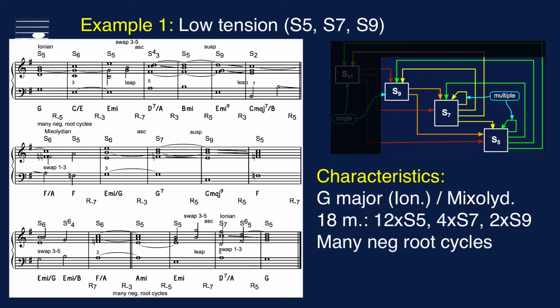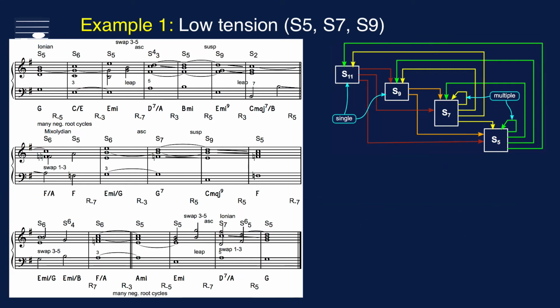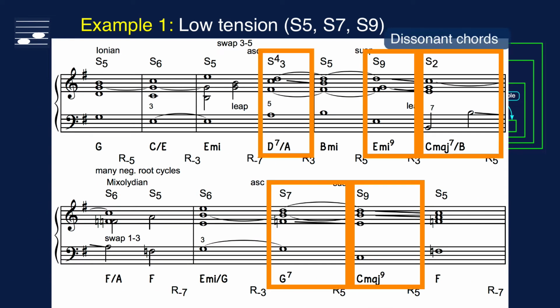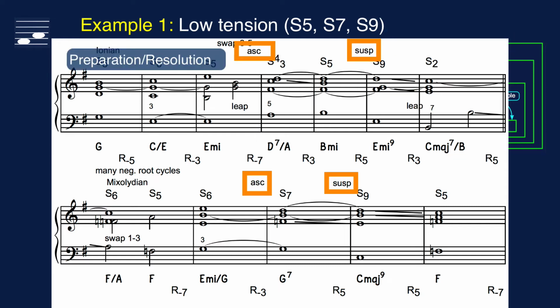The 18 measures chord progression contains 6 dissonant structures, 4 as 7 and 2 as 9 chords. It also is characterized by a disproportional number of negative root cycles. Let's zoom in on this progression. The dissonant chords are marked with boxes, as are the preparation approaches. Here suspensions and ascending steps.